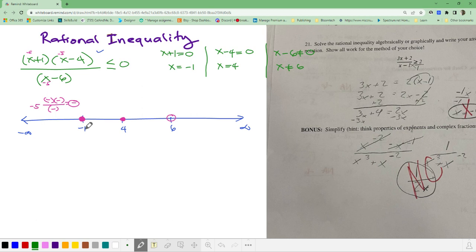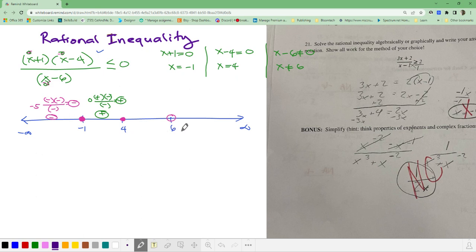Now let's try a number between negative 1 and 4, say 0. Plug in 0 for each x. 0 plus 1 is positive, 0 minus 4 is negative, and 0 minus 6 is negative. Positive times negative is negative, divided by negative is a positive number. So everything in this range is positive, and everything in the previous range is negative.